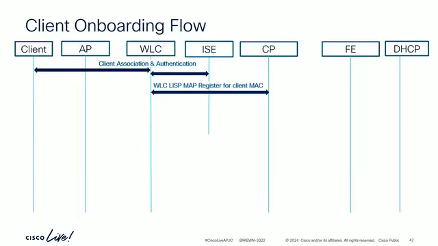And from there, what happens? The WLC sends the LISP map register for the client MAC, informing the CP that, okay, I have got this client. That client is trying to join in, and it got authenticated successfully, right? So from there, CP gets to know that the client has come in, and here WLC is acting as a proxy, okay? So now, it proxy registers out here.